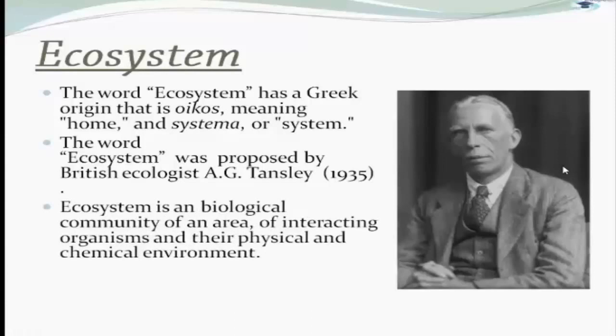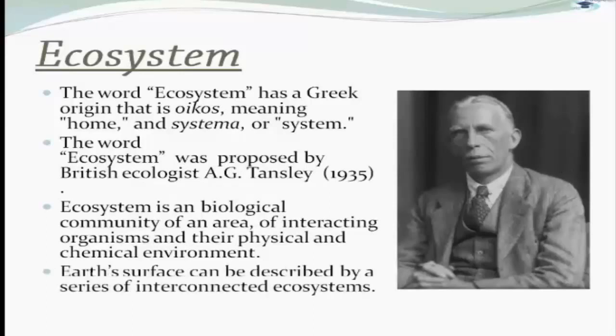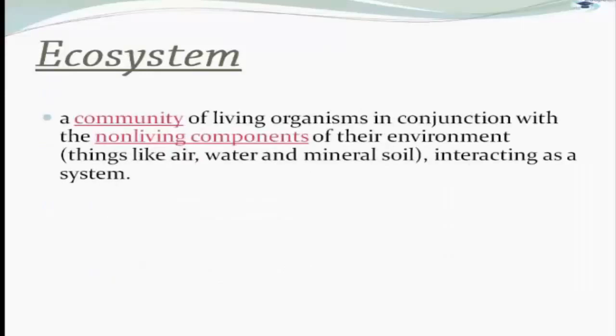Ecosystem is a biological community of an area of interacting organisms and their spatial and chemical environment. Earth's surface can be described by a series of interconnected ecosystems. So when we say ecosystem, that is a community of living organisms in conjunction with the non-living components of their environment, things like air, water, and mineral soil, interacting as a system.